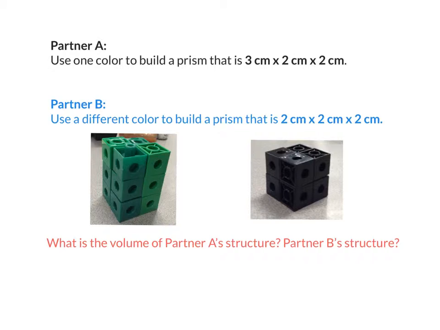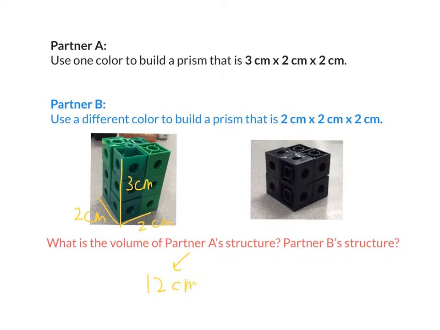Okay, partner A built it in green. You can see it's 3 by 2 by 2. Yes? 3 centimeters by 2 centimeters by 2 centimeters. Let's label it. He made the height 3 centimeters. He made the width 2 centimeters and the length 2 centimeters. What is the volume of partner A's structure? 2 times 2 times 3, which is?